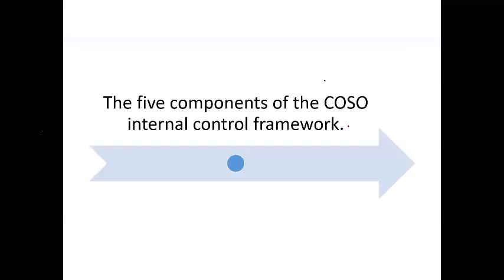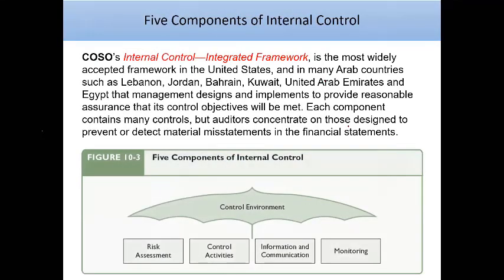Right. Now move to the five components of the COSO internal control framework. The internal control framework, as you can see here, includes five items. One, the control environment. Two, risk assessment. Three, control activities. Four, information and communication. Five, monitoring.